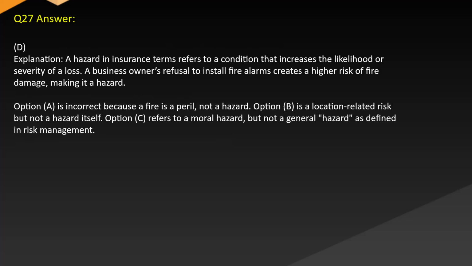Answer. D. Explanation. A hazard in insurance terms refers to a condition that increases the likelihood or severity of a loss. A business owner's refusal to install fire alarms creates a higher risk of fire damage, making it a hazard.